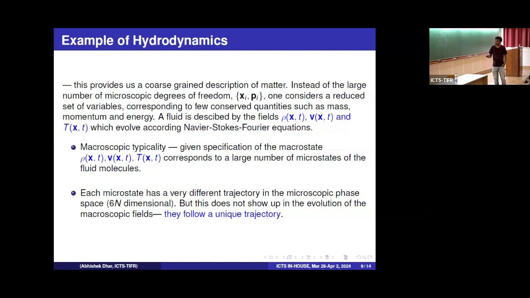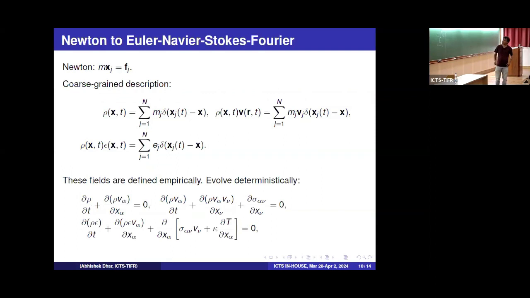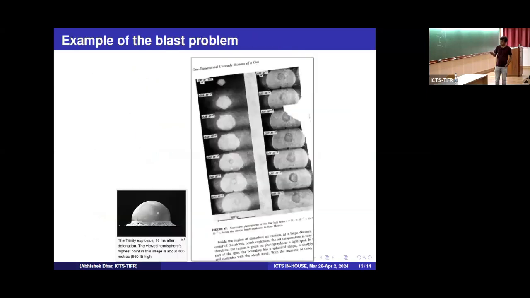So this is what I'm saying here. Each microstate has a very different trajectory in the microscopic phase space, but this does not show up in the evolution of the macroscopic fields. The macroscopic fields follow a unique trajectory. This I think I can skip. This is just going from Newton's equations to the coarse-grained description.